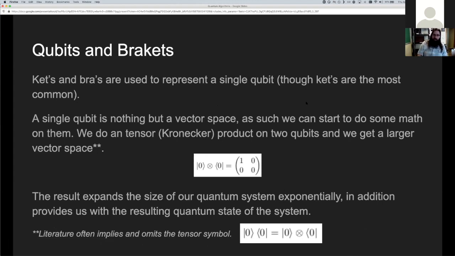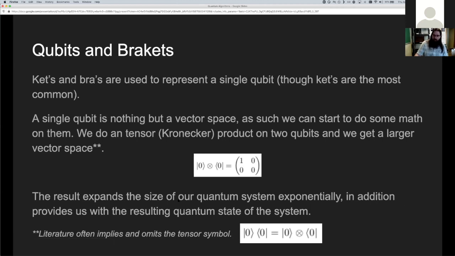And a single qubit is really nothing but a vector space, and more specifically, I can't think of the one now. A Hilbert space. Thank you. I couldn't even think of that. A Hilbert space. And we essentially do some math on them. You know, I'm putting this very lightly here. And if we want to expand our quantum system, when we have 2 qubits together, we do a tensor, or more formally a Kronecker product on the 2 qubits, and we get a larger vector space. And that exponentially increases the size of our quantum system.